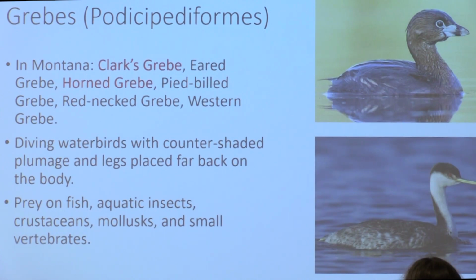Then let's talk grebes. So here in Montana, we have several different grebe species. That's a pied-billed grebe, and then this is a western grebe. They're diving water birds with counter-shaded plumage, and their legs are placed far back on the body, which indicates what?